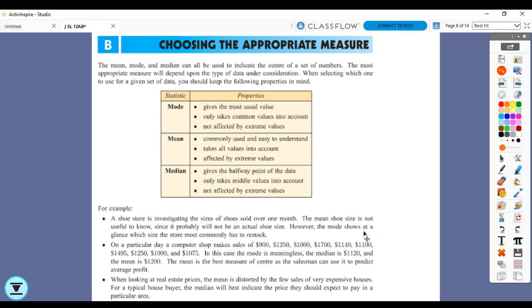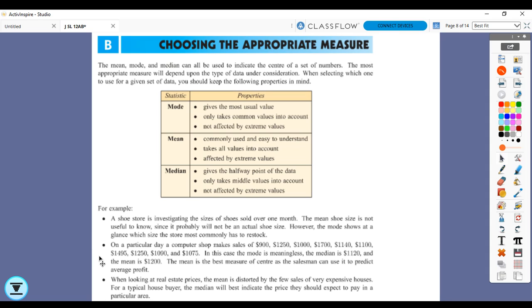I think that the examples down here really help with what I'm talking about. A shoe store is investigating the sizes of shoes sold over 1 month. The mean shoe size is not useful to know because it will probably not be an actual shoe size. However, the mode shows at a glance which size the store most commonly has to restock.